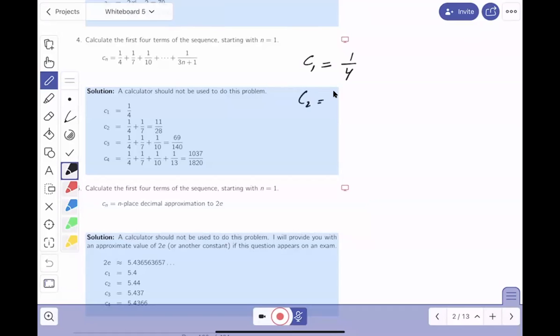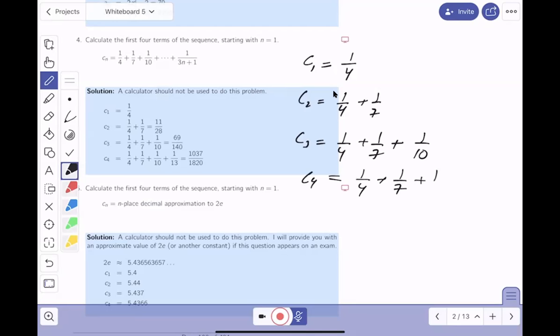What's C2? Well, it's 1/4, and if I put 2 there, I'd get 1/7. That's not bad. We'll do that later. What's C3? Well, C3 is going to be 1/4 plus 1/7, and the last term, if I have a 3 there, would be 10. And what's C4? I know it's tough. It's going to be 1/4 plus 1/7 plus 1/10 plus, well, if I'm at 4, 3 times 4 is 12, 12 plus 1 is 13.